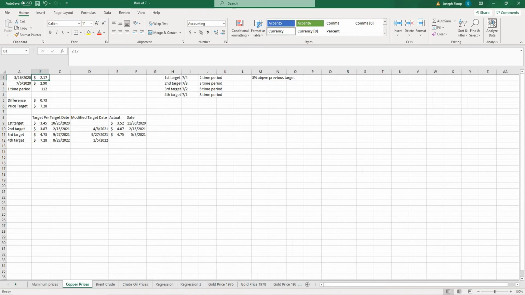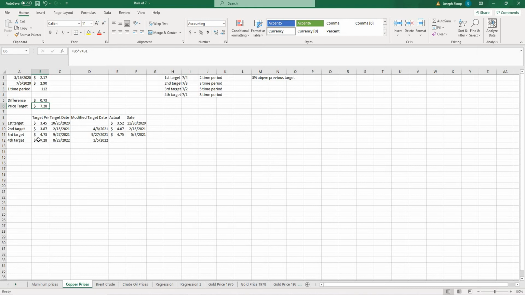So let's start with copper, okay? According to copper, the leg was from 217 to 290. The difference was 73 cents, so it gives you a price target of 728 at the end after you achieve all four targets, okay?